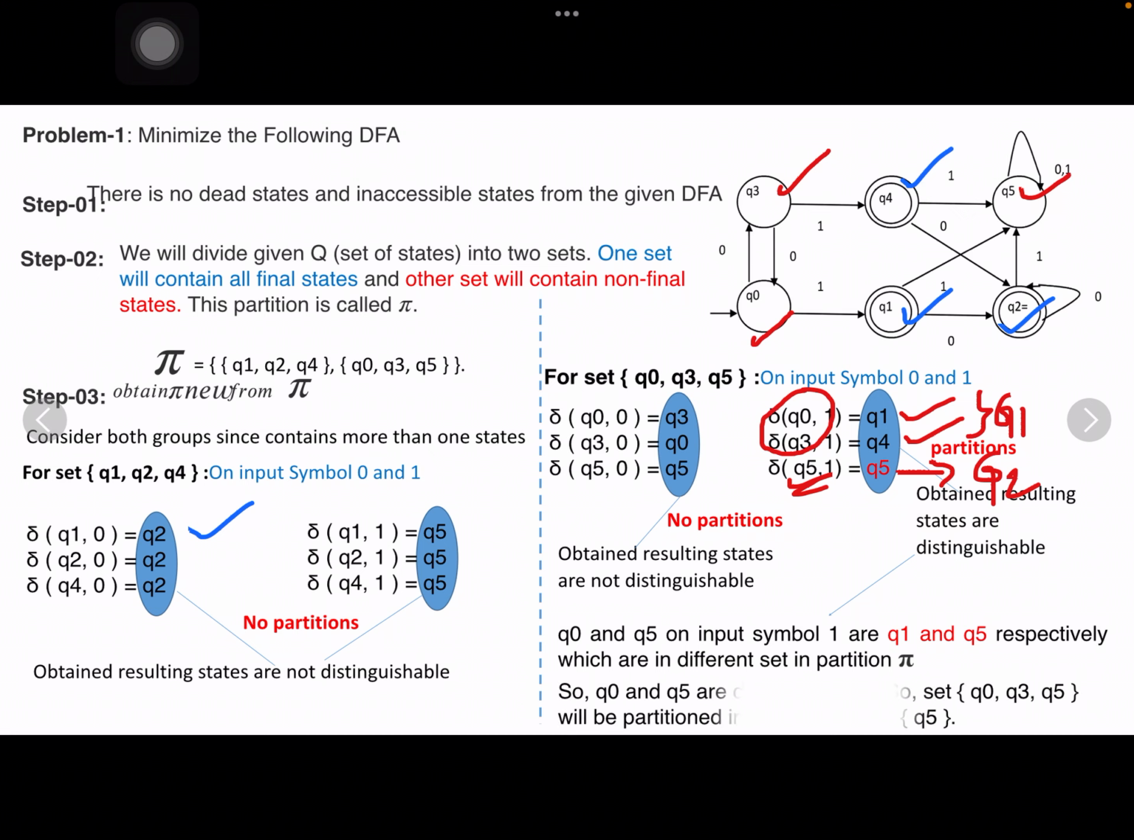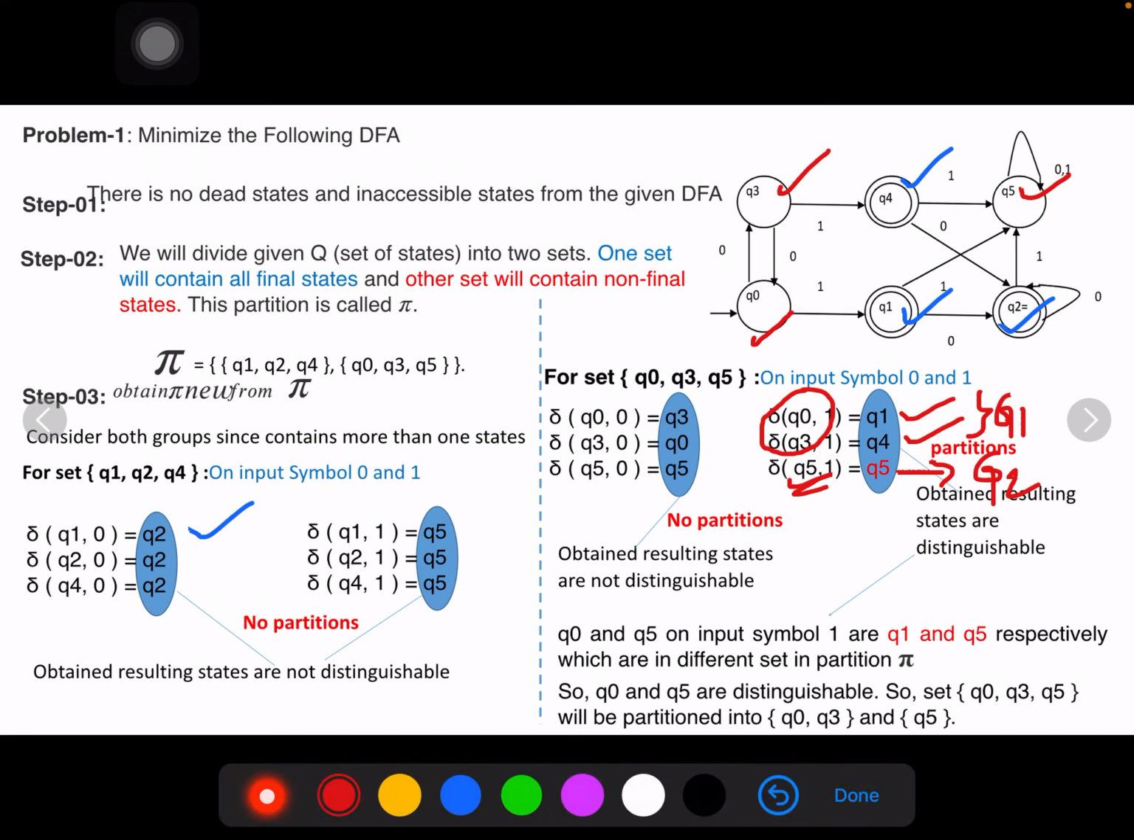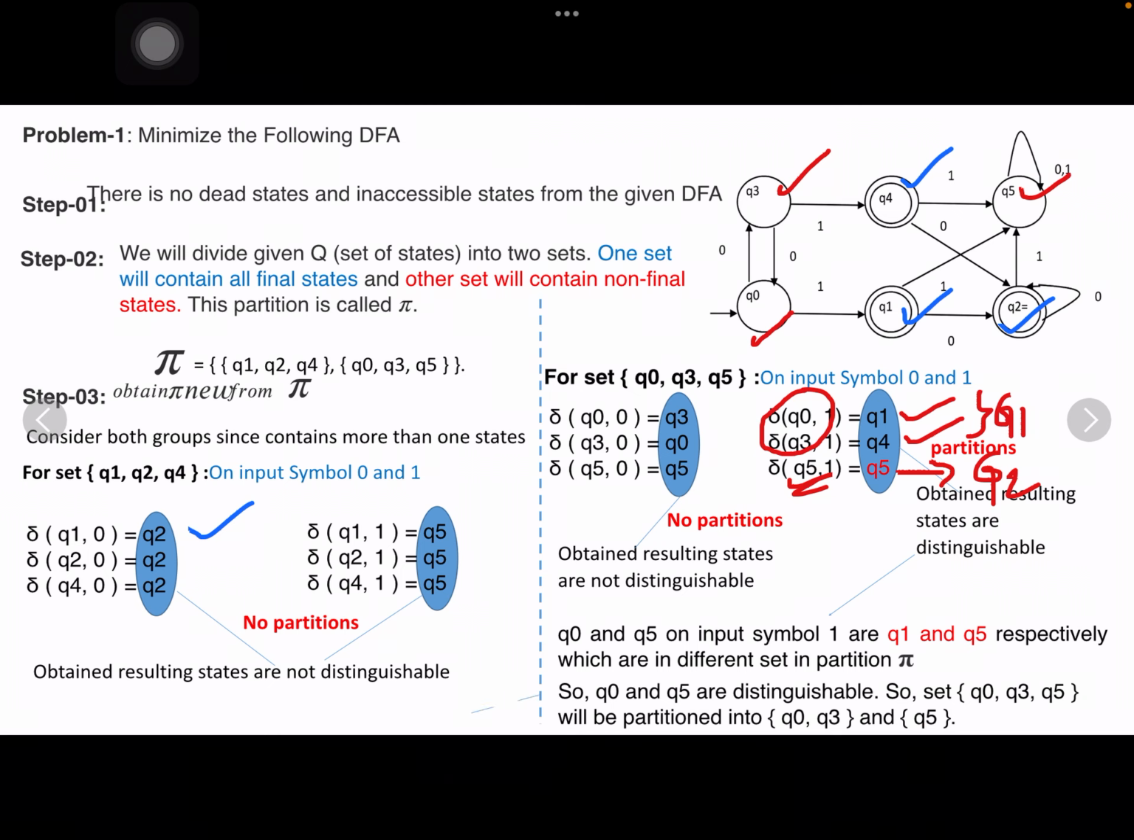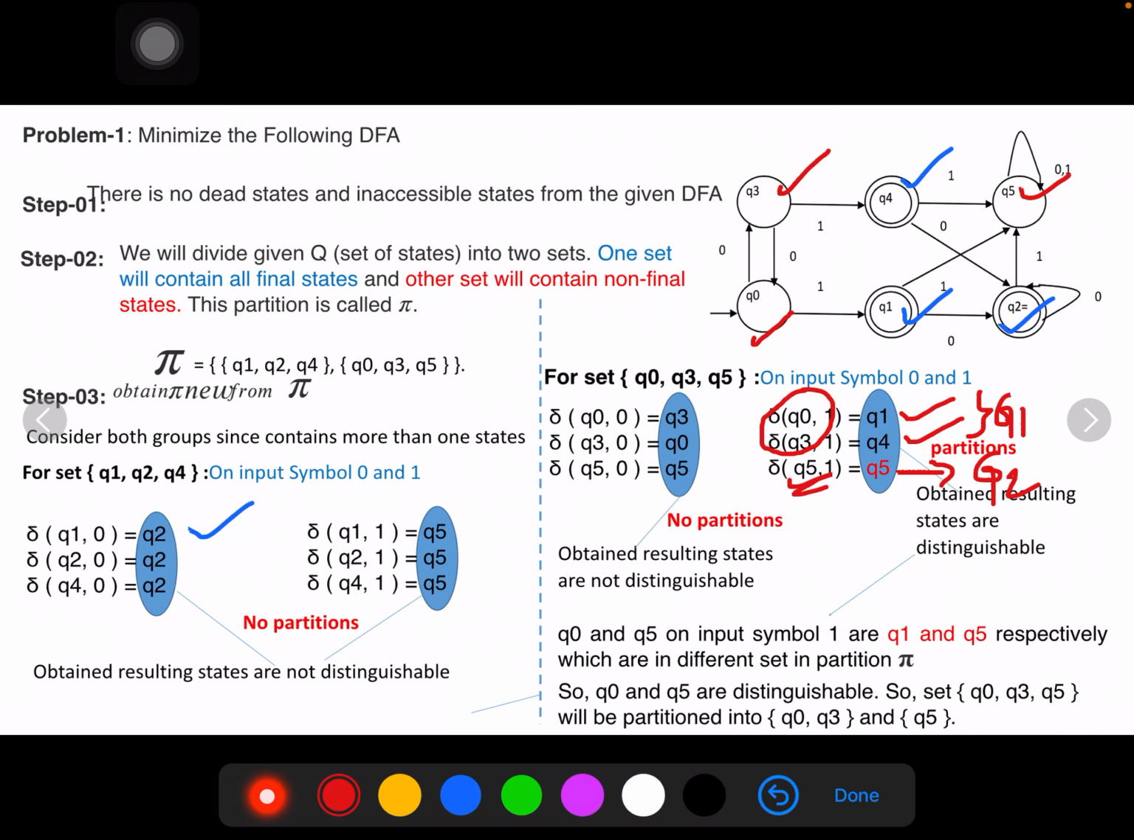So then what is π? Q0 and Q5 are distinguishable. Then Q0, Q3, Q5 will be partitioned into Q0, Q3 and Q5. So now what is π? The π is, I'll go to the next.